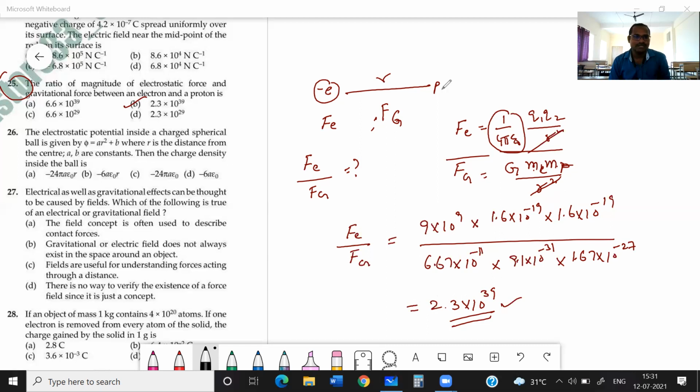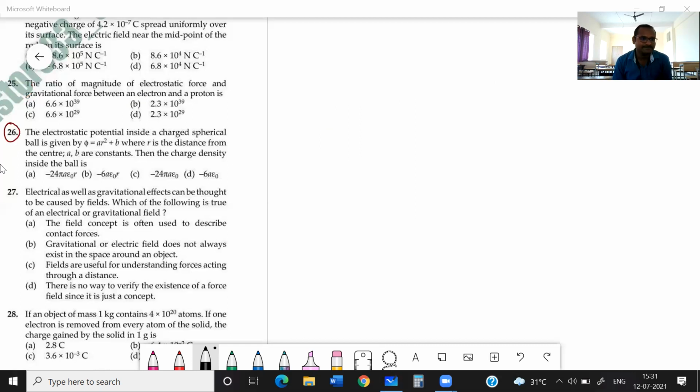Next, let us go to question number 26. Students, these are somewhat important questions. JEE students and NEET students, be careful with this type of question. Whatever I am marking is important.